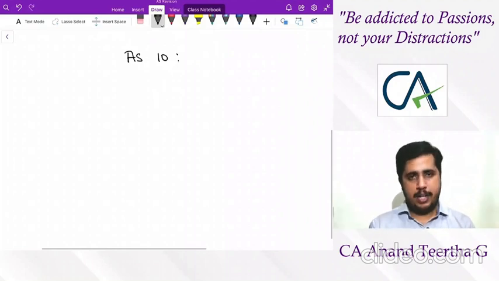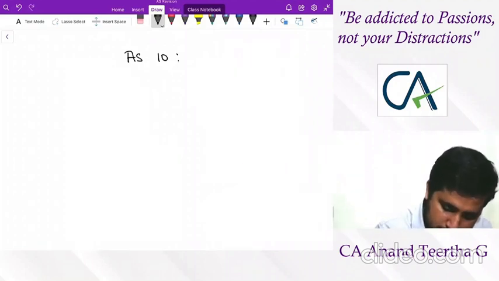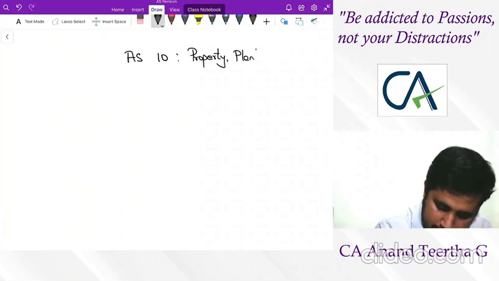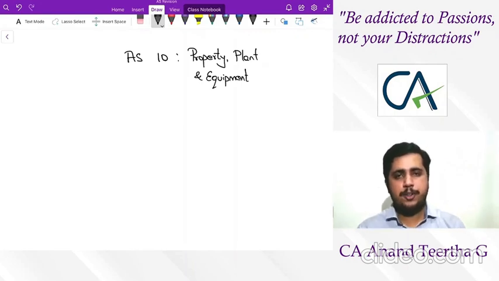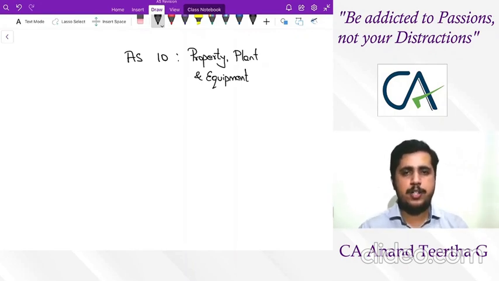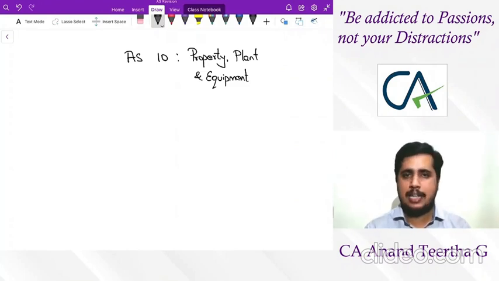Now, talking about AS10, AS10 deals with property, plant and equipment. Now, if I have to talk from the student's point of view, this is one standard where students might feel a bit difficult to remember because the length of the standard is a bit more compared to other standards.